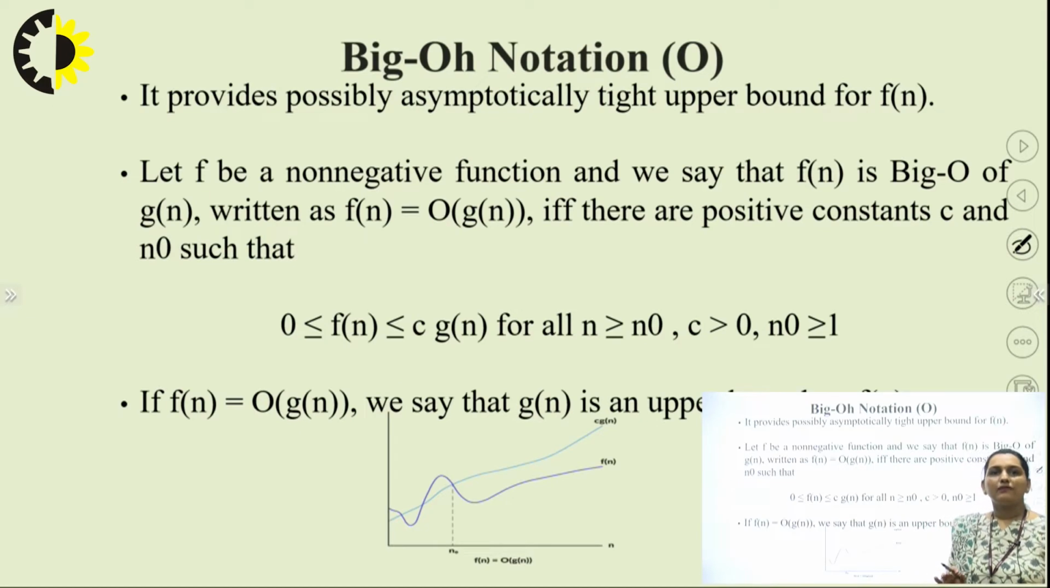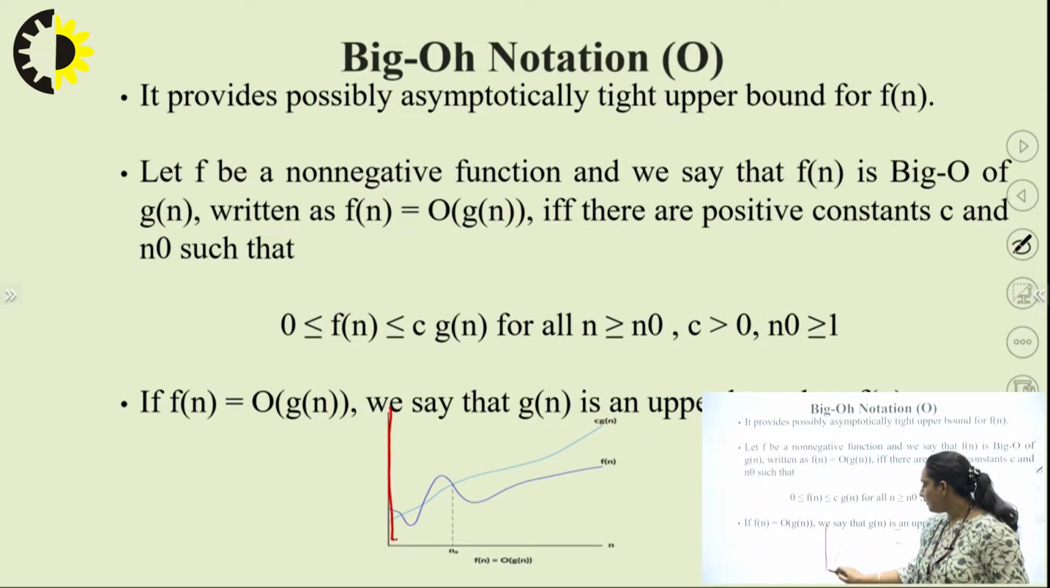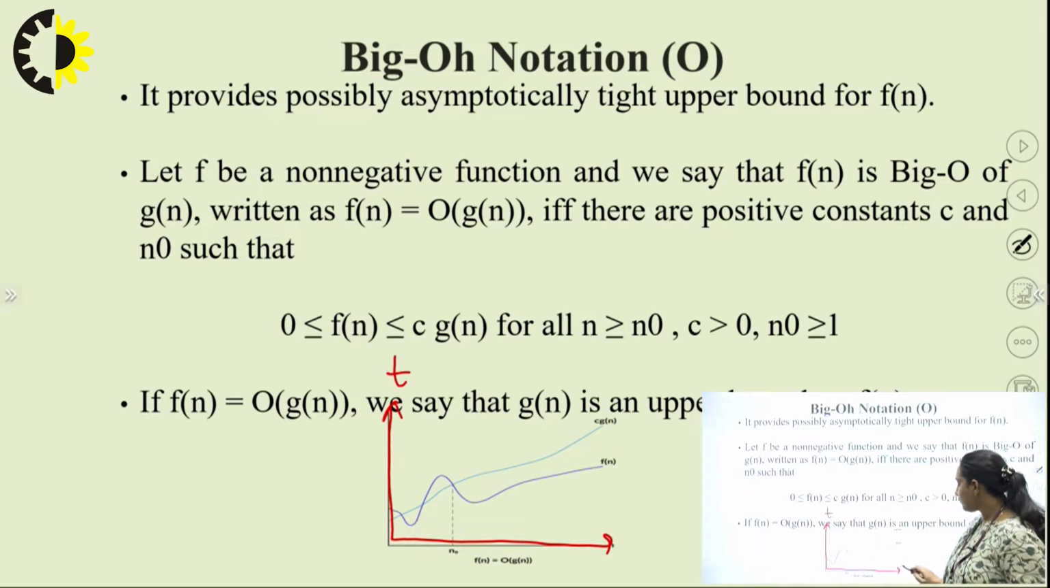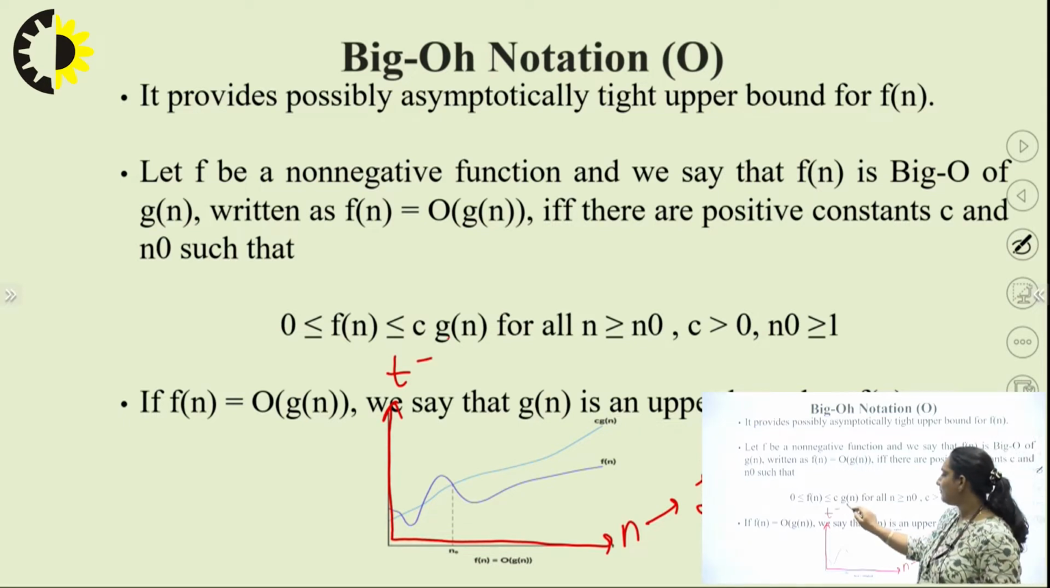First we consider big O notation. What is big O notation? It is also called a tight upper bound. I will let you know how this name arises. In this graph we have two axes: one for time and one for the input. The input size we are taking is n.